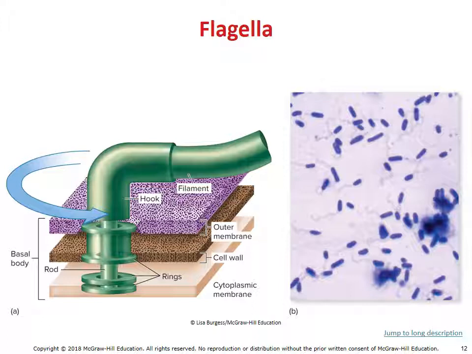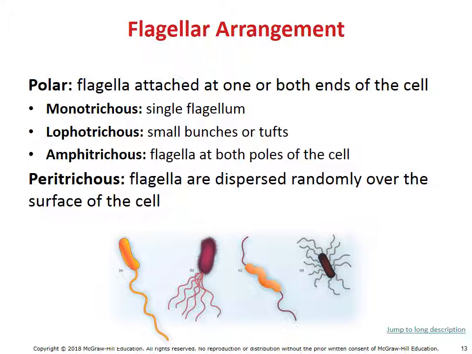But at some point that tends to create drag. So one cool thing about the hook is it actually starts to allow the straightening of the flagella as speed increases. We also can see flagellar arrangements. So we can have arrangements for the flagella. There are really two major categories, polar and peritrichous.